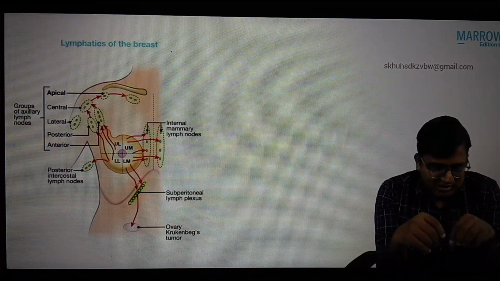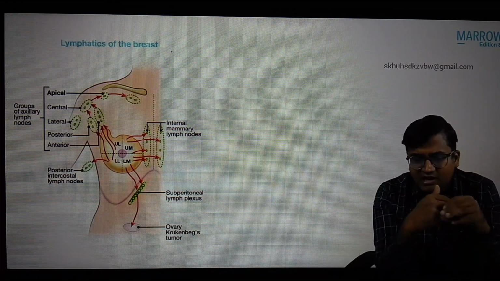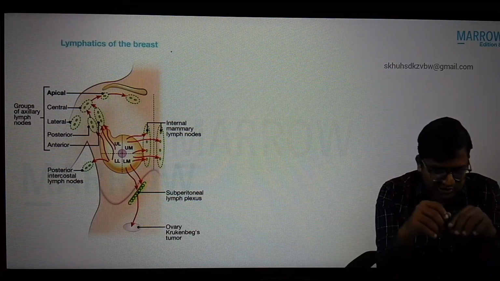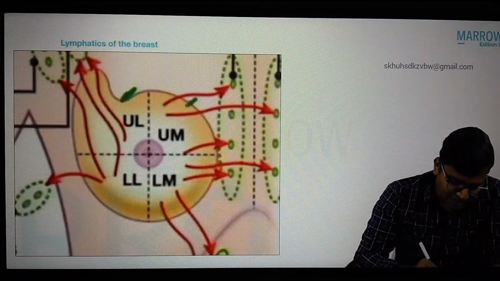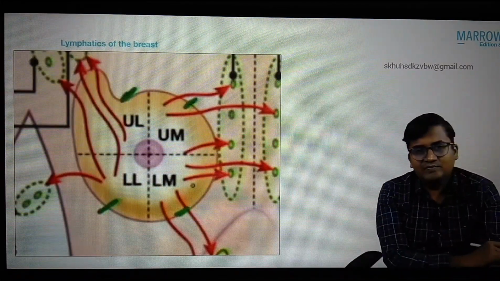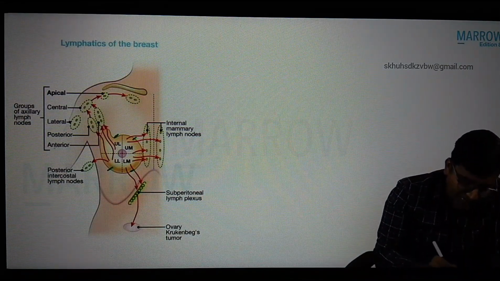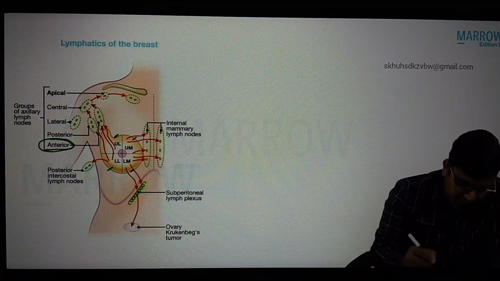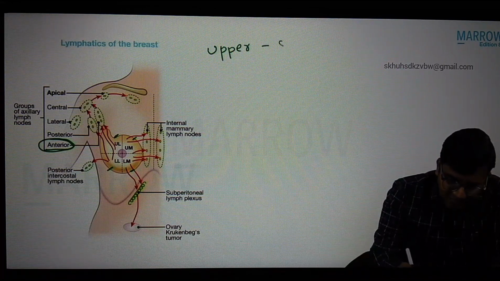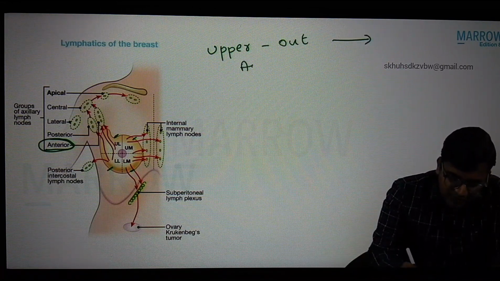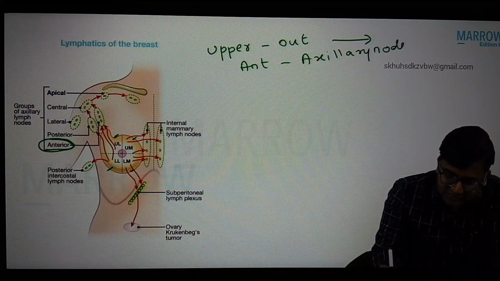Next we're going to discuss the lymphatic drainage of the breast. Lymphatic drainage is very, very important because carcinoma of the breast spreads mainly via lymphatics. Now we divide the breast into 4 quadrants: upper lateral, upper medial, lower lateral, lower medial. From the upper and outer quadrant, the lymphatics go to the anterior group of axillary nodes.